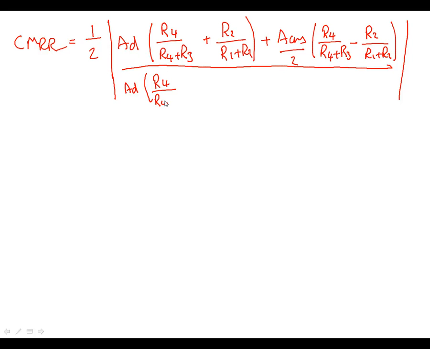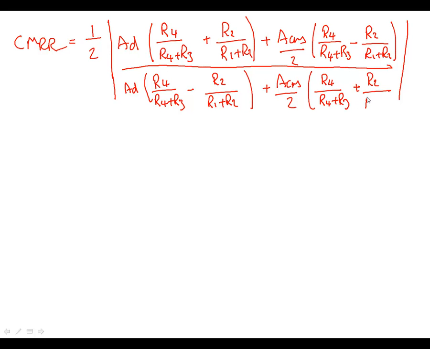R4 plus R3 minus R2 over R1 plus R2, plus ACM over 2 into R4 over R4 plus R3, and again here the sign is now going to change. This is an R2 over R1 plus R2. Close brackets for that term.